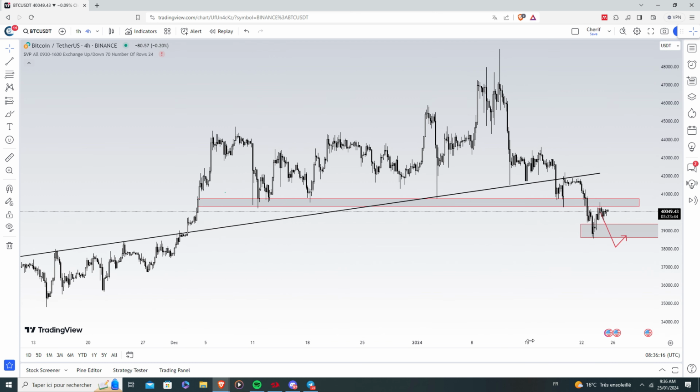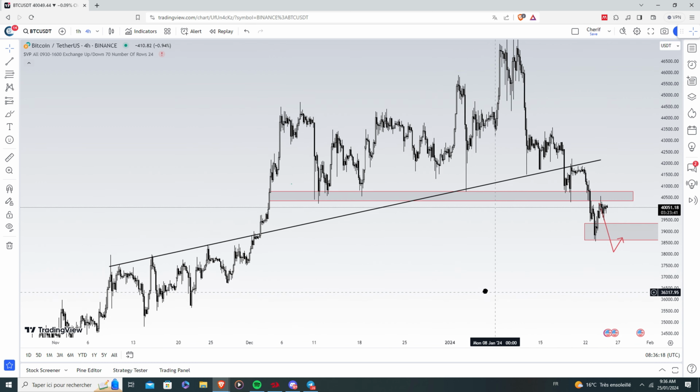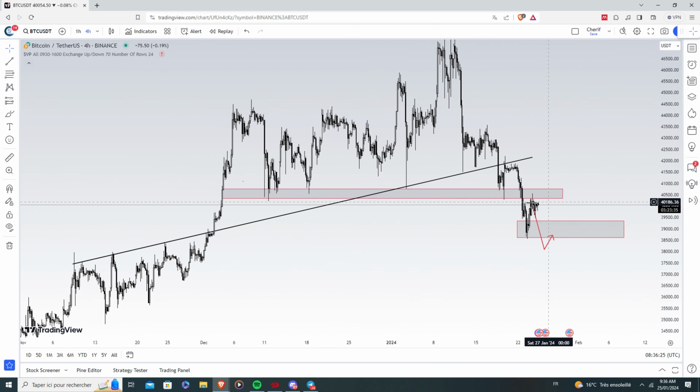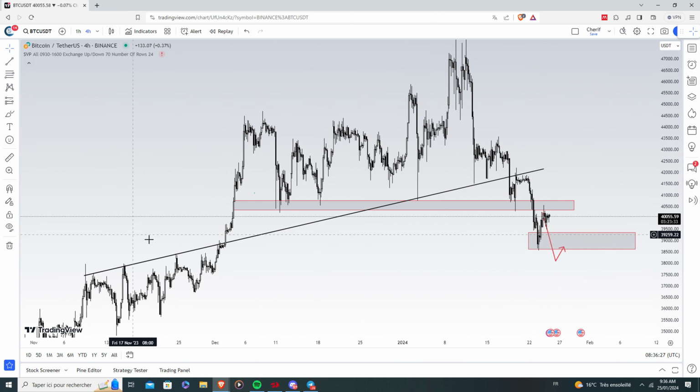Starting off with the analysis as usual, we're going to start off with BTC. I want to make this chart from scratch, but I would like to keep it this way because we have done it on yesterday's live stream. But I'm going to explain what I've done over here.